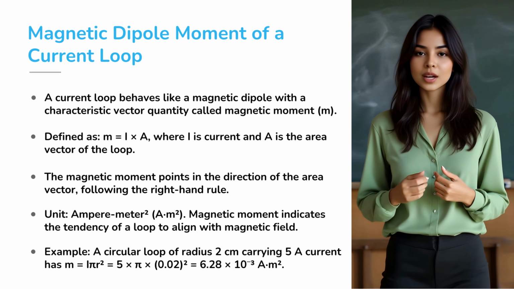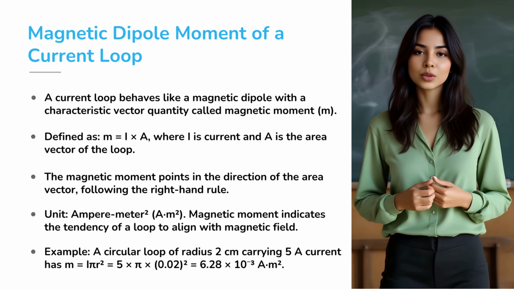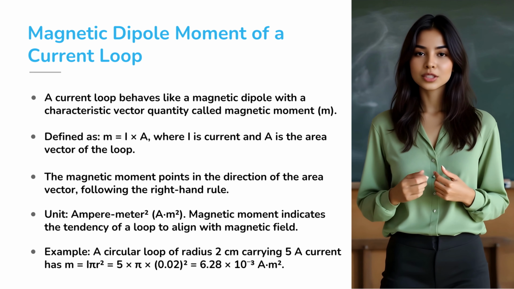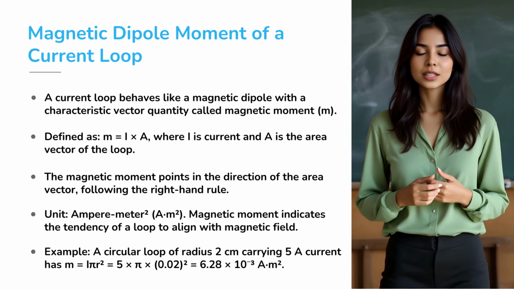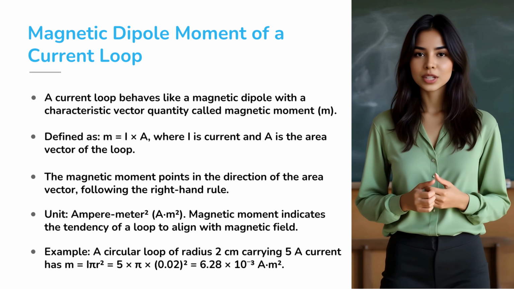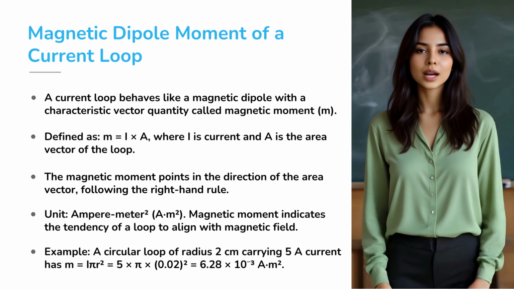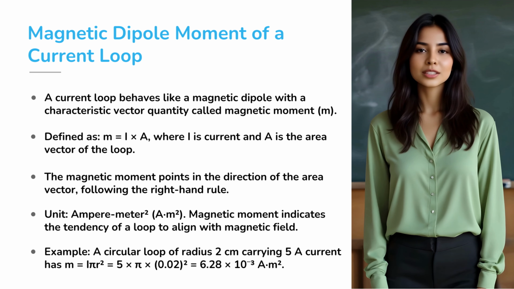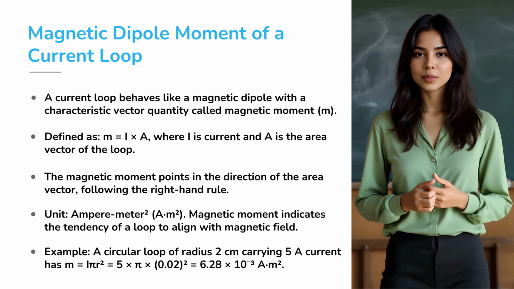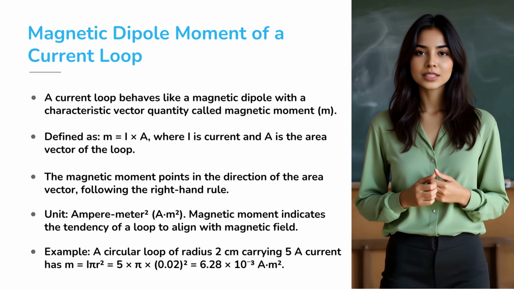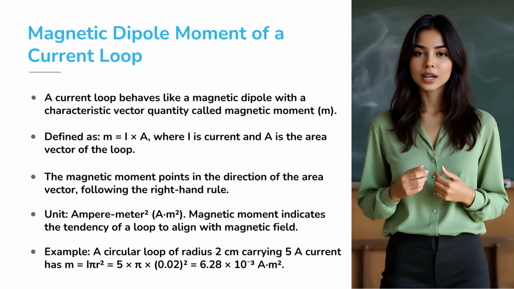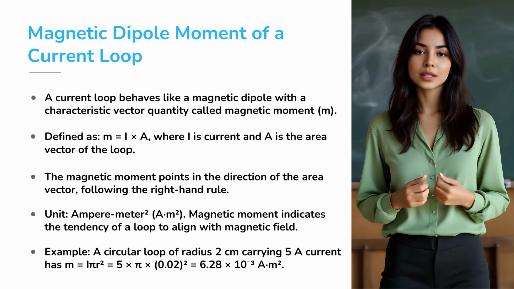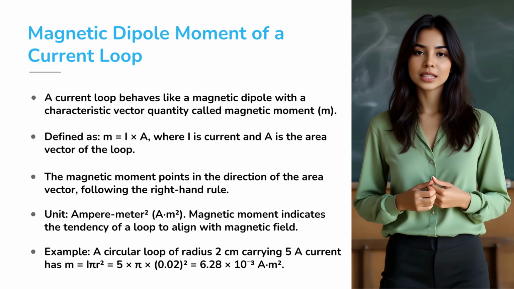The stronger the current and the larger the loop, the greater the magnetic moment. Its unit is ampere meter squared. For instance, a loop of 2 cm radius carrying 5 amperes would have a magnetic moment of roughly 6.28 milliampere meter squared. This magnetic moment tries to align with the external magnetic field, just like a compass needle with Earth's field.